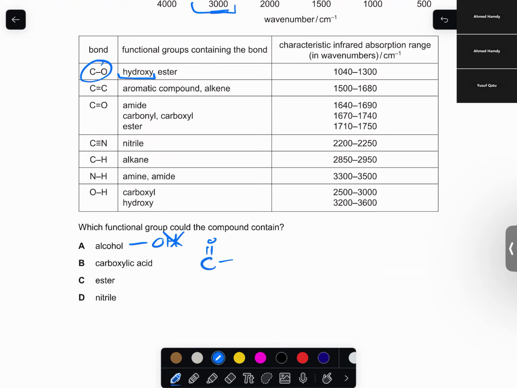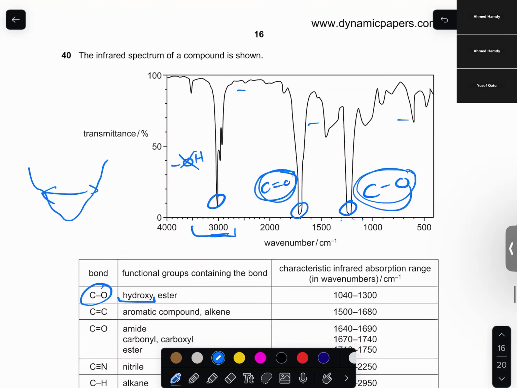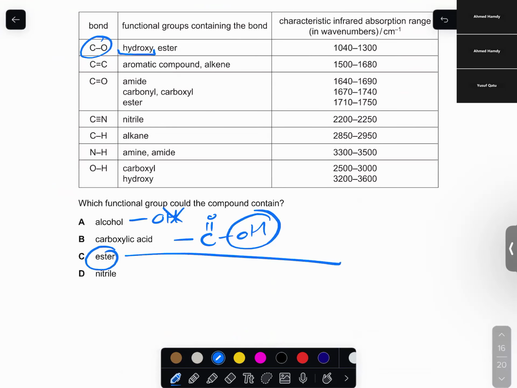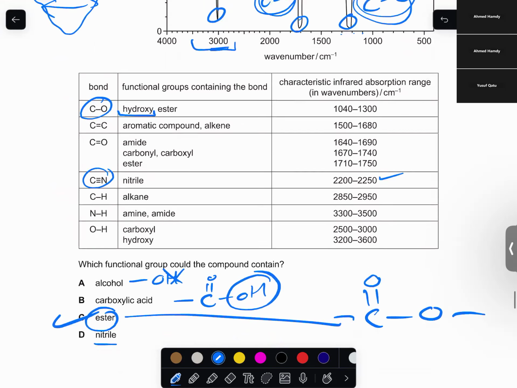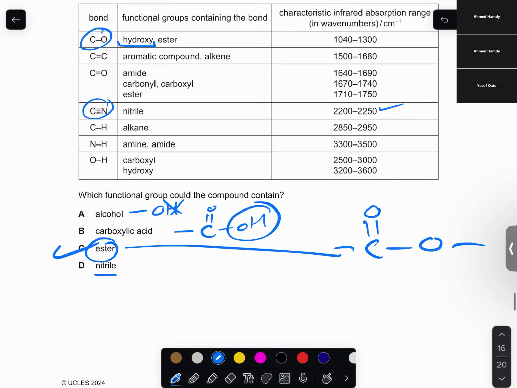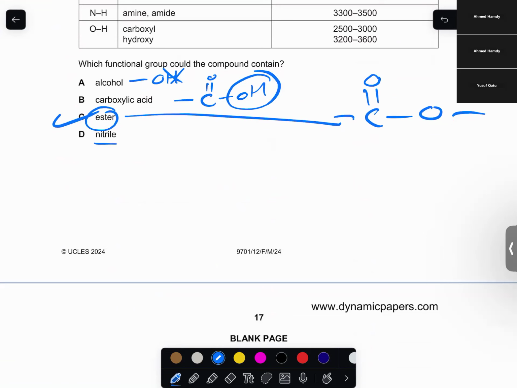This one is a carboxylic acid, but it doesn't fit, because if this existed, it would give a wide peak here. This one is an ester. An ester contains C=O and C-O. Yes, right, this is an ester. And nitrile gives a C≡N peak at about 2250, and we don't have a peak here, so we don't have a nitrile. So the answer is C.